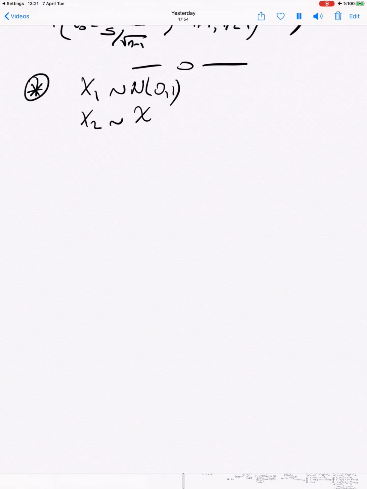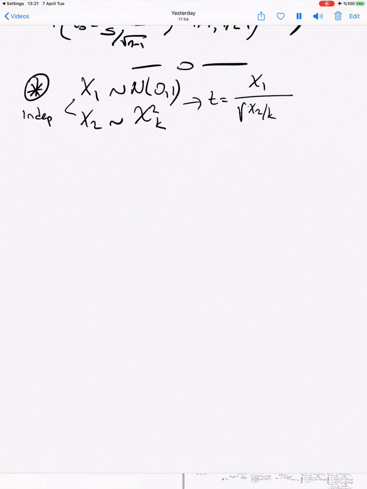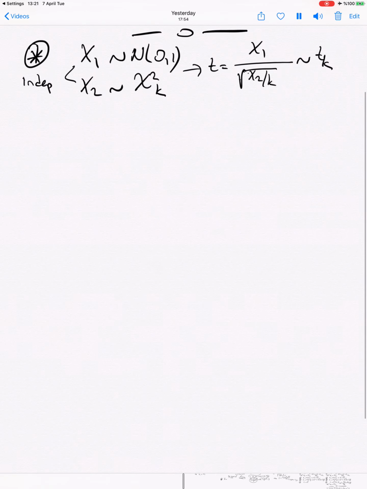So how do we derive the t distribution? If you remember, let's assume that we have a standard normal random variable X1 and a chi-square distributed random variable X2, and let's say the degrees of freedom is just k, and these two are independent from each other. Then we define our t by taking the ratio of X1 over the square root of X2 over k. And we know that this is t distributed with k degrees of freedom. We can consider the square of this as F with 1 and k degrees of freedom.